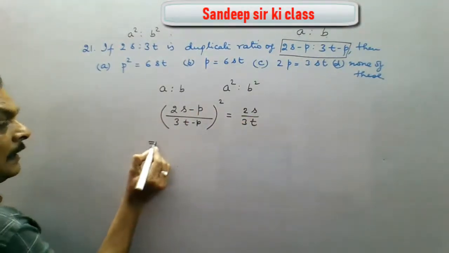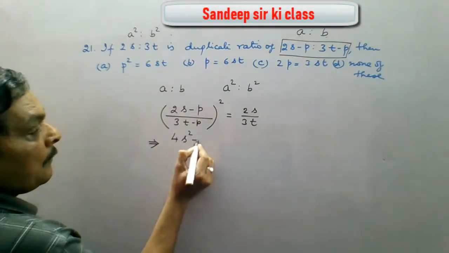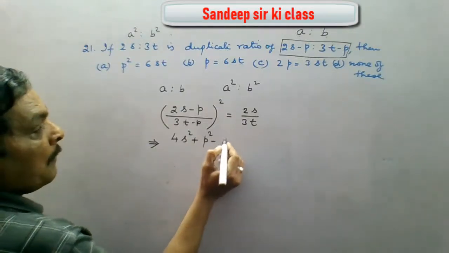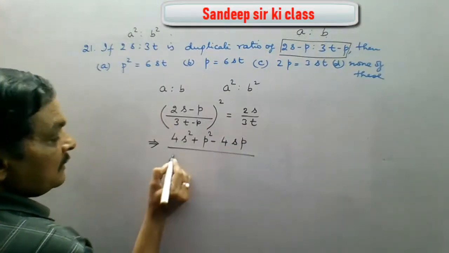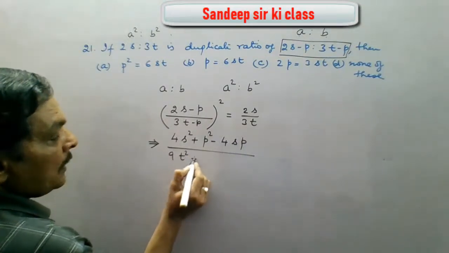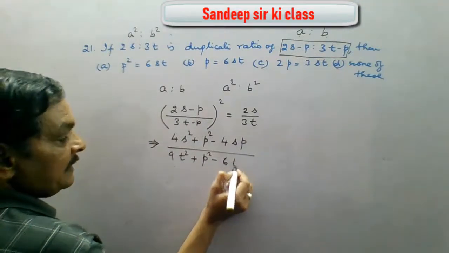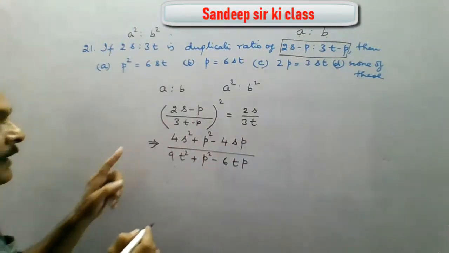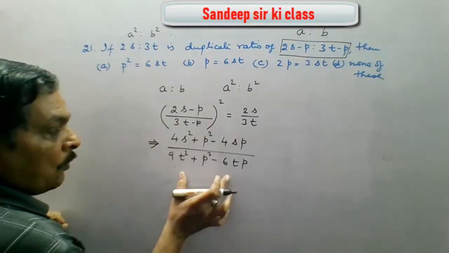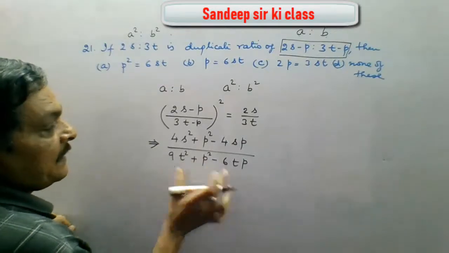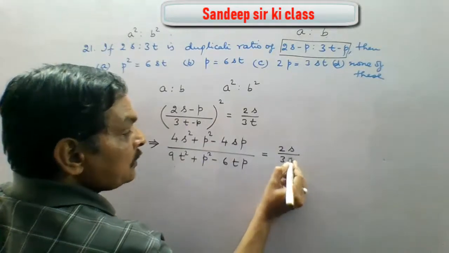Now squaring, we get on the left hand side 4s square plus p square minus 4sp upon 9t square plus p square minus 6tp. (a minus b) whole square, we know, is a square plus b square minus 2ab. With that formula, I have opened this left hand side. Right hand side is as it is, which is 2s upon 3t.